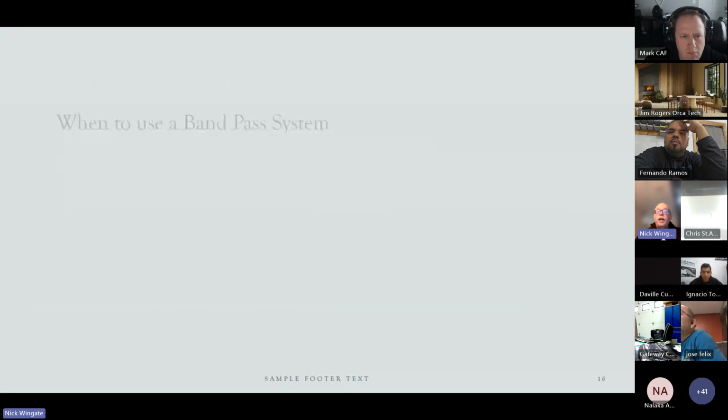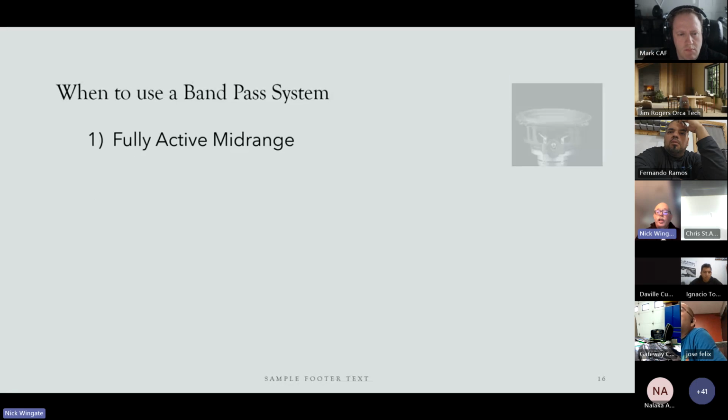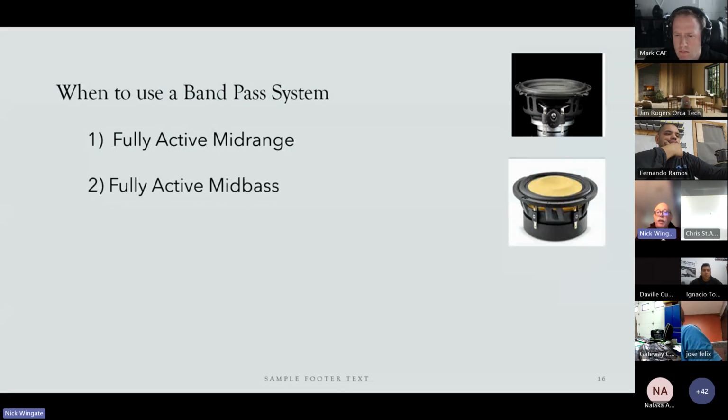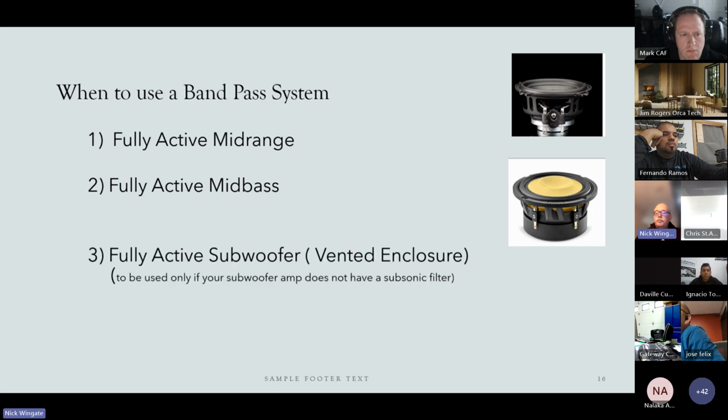Now, to use band passes, this is, again, a fully active mid-range in a three-way system. We're only going to have the mid-range play so high, and we're only going to have the mid-range play so low. That's when the mid-bass driver or the tweeter will take over, respectively. With a fully active mid-bass driver, we're going to be doing the same thing, whether it's a two-way with a tweeter or a three-way with a tweeter and mid-range. We only want the mid-bass driver to play so high, and we only want it to play so low. So that's when you have to build the band pass.